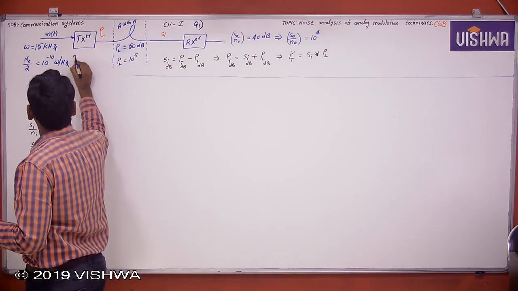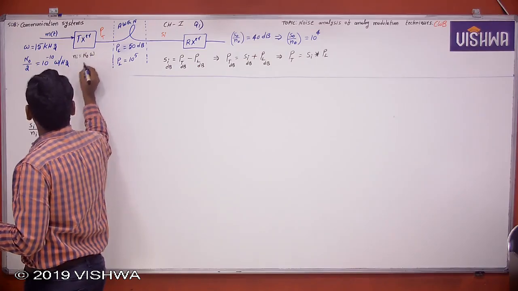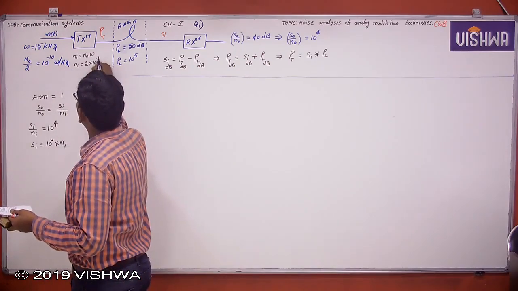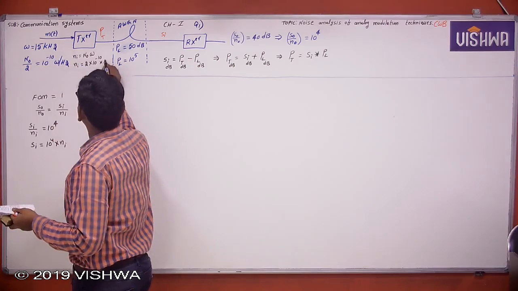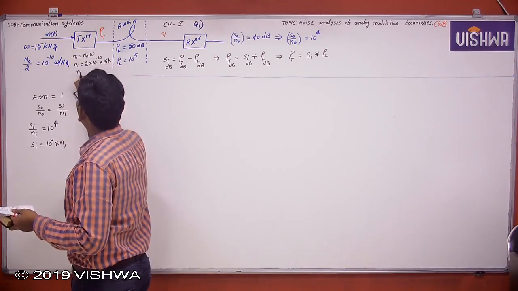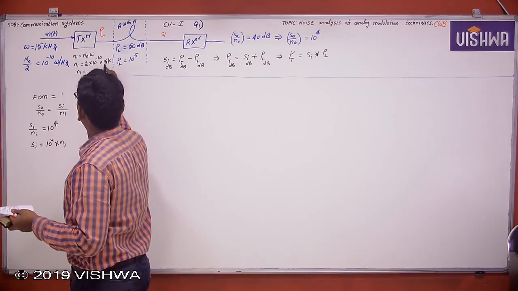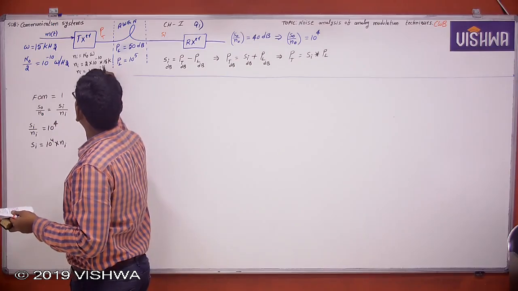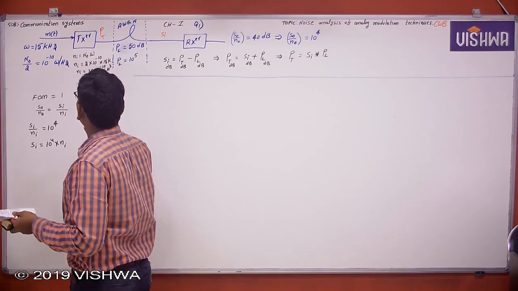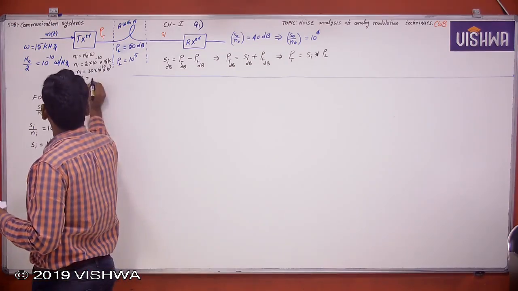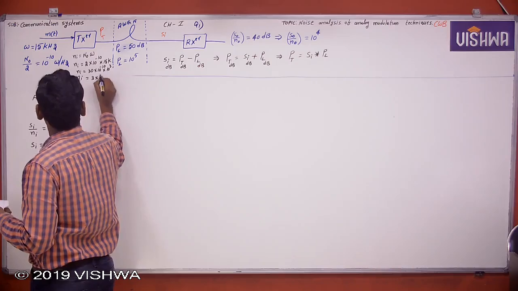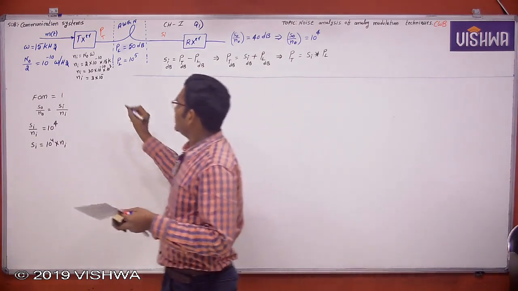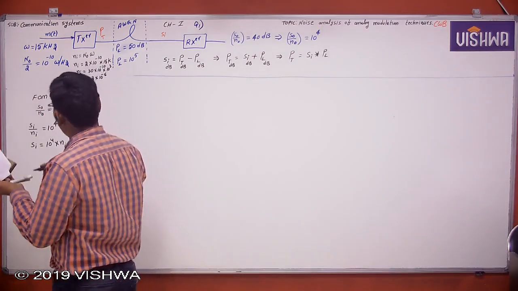Now NI is nothing but N0 into omega. So NI, which is equal to N0, is 2 into 10 power minus 10 into omega 15 kilo. Therefore NI is equal to 2 into 15, 30, into 10 power minus 10 into 10 power 3. So what is NI? NI is equal to 3 into 10 power minus 6. This is NI fixed.